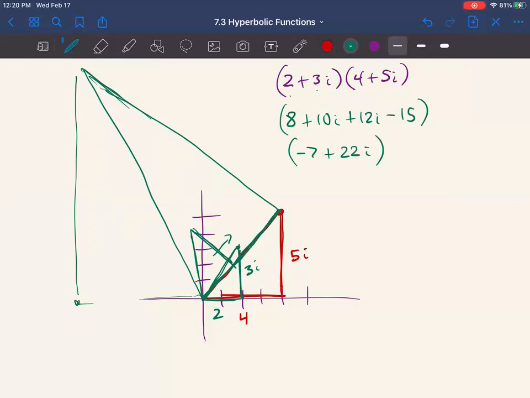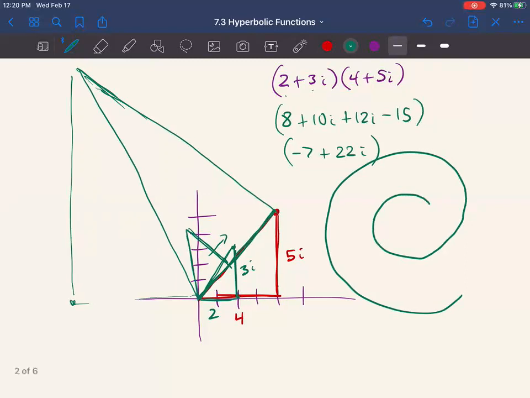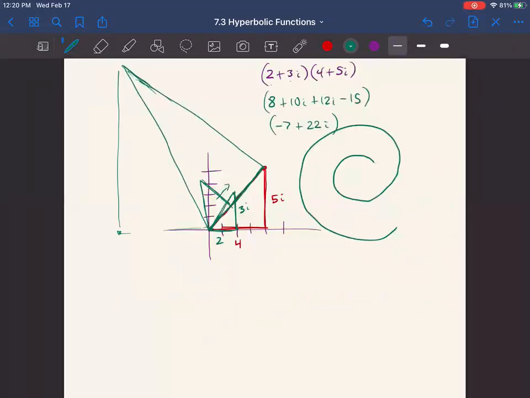It either causes stuff to start from a point and spiral outwards if you keep multiplying it. So if we were to keep multiplying our 4 plus 5i by 2 plus 3i, it would cause us to start spiraling around. We'd take that same triangle, stretch it out along the result, and it would take us way over here, right?